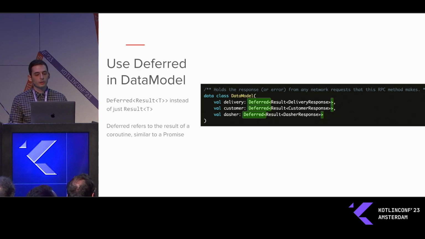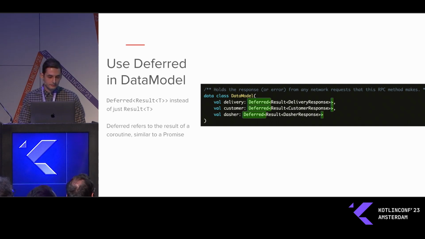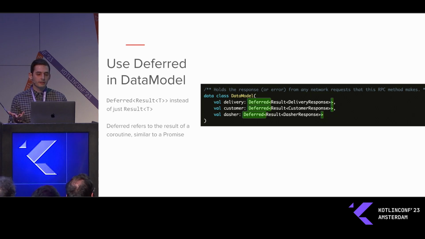First, we'll tweak our data model to hold a deferred result instead of just a result. In Kotlin, deferred is similar to a promise or a future in that it holds the result of a coroutine, which may or may not have completed yet. And when you call deferred.await, it returns the result of the coroutine, blocking if it hasn't completed yet. Again, the new code is highlighted in green.